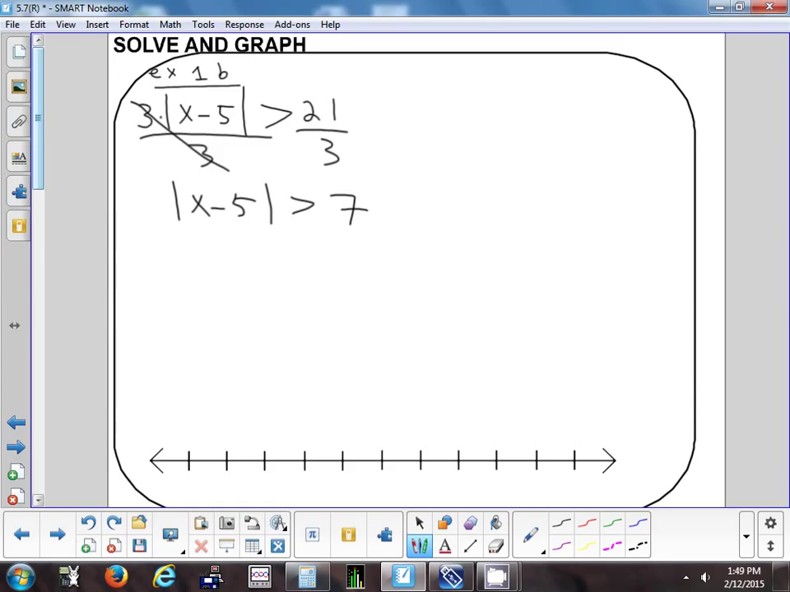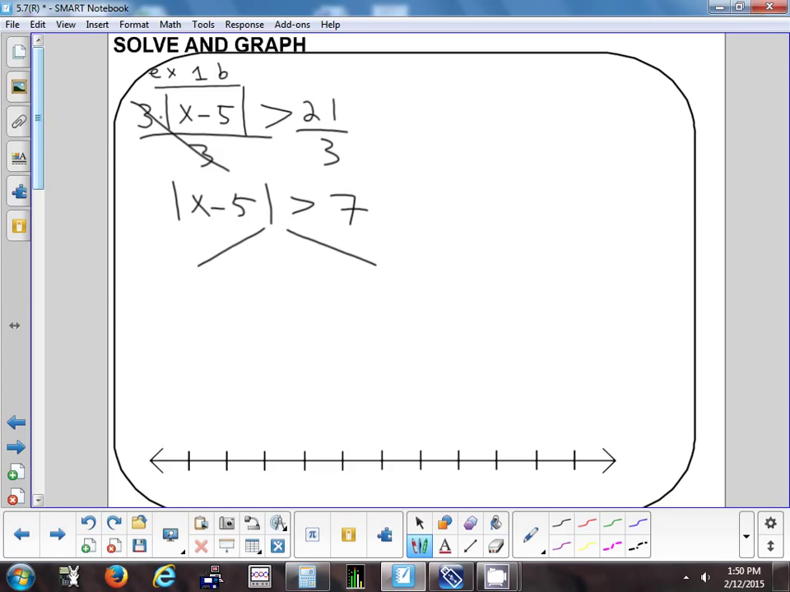Any question on that step? That's the only step that was different from the last problem. Everything else is going to be the same. It's the absolute value by itself. So now what are we ready to do? We're ready to break it up.